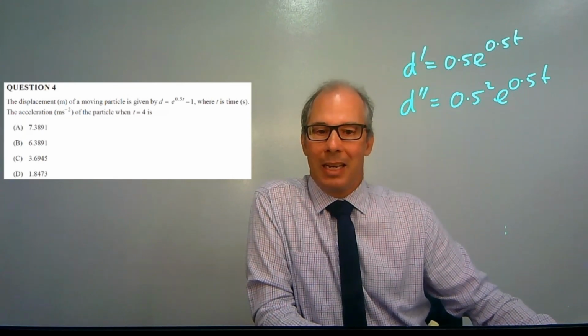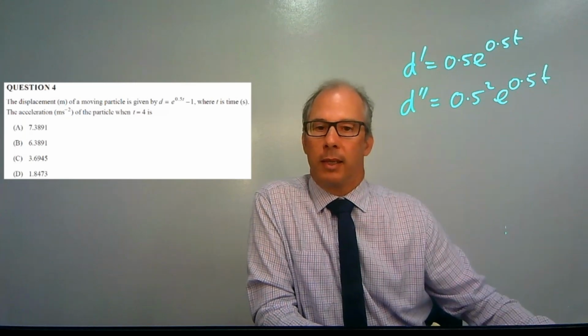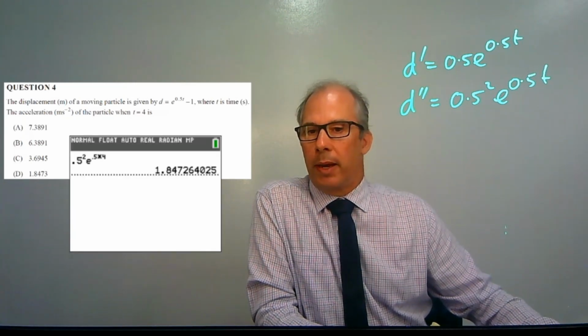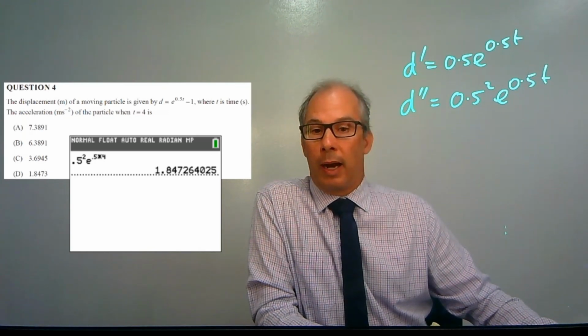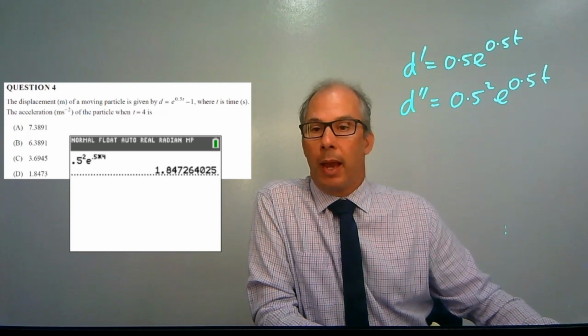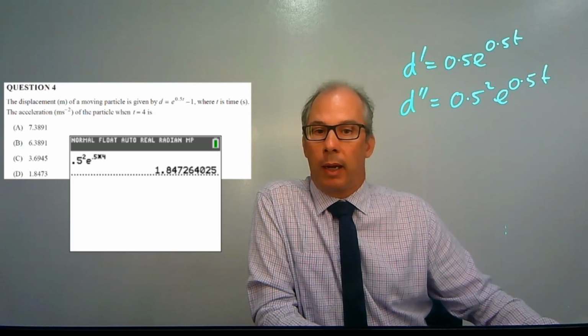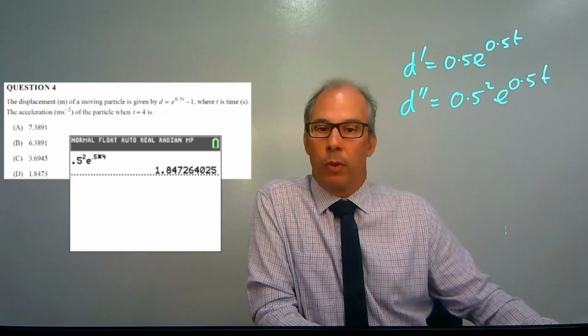I can then go ahead and use my calculator. I could have also done this in the calculator. It was a simple derivative, so I just typed that in the calculator and substituted 4 in for the time, and that gave me an answer of 1.8473, and that was answer D for question number 4.